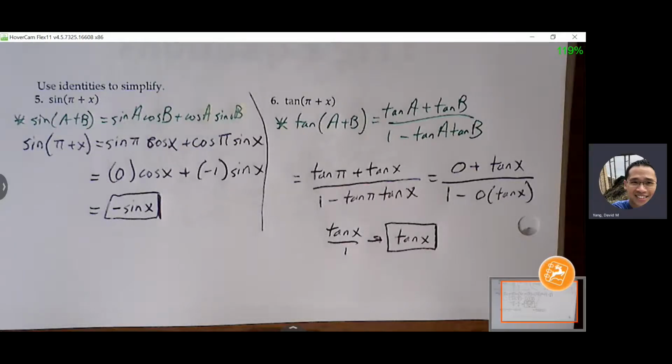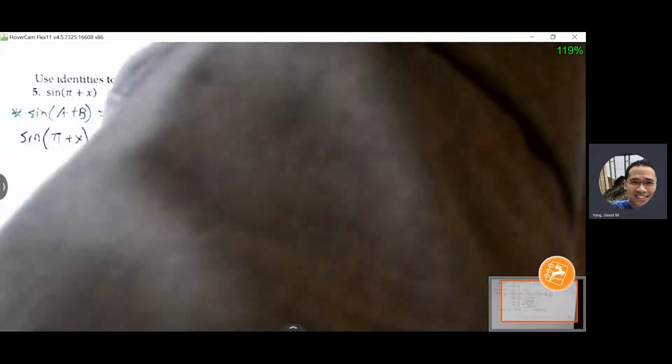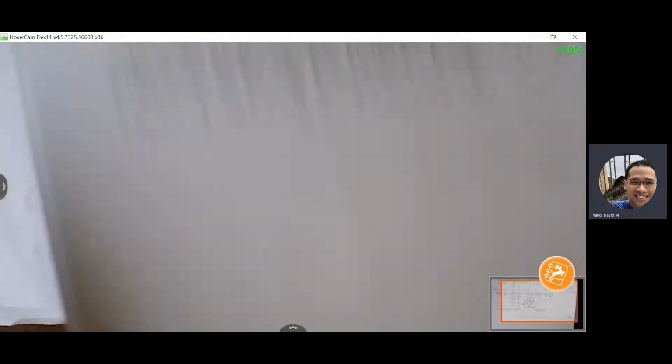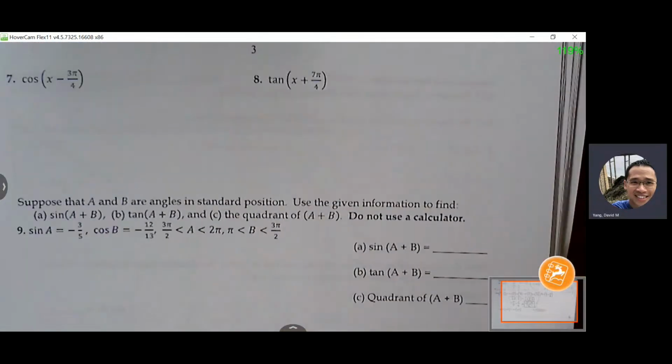Okay, next page. Try number 7 and 8, and I'll follow up with the steps.